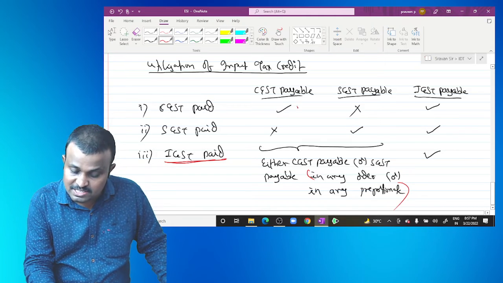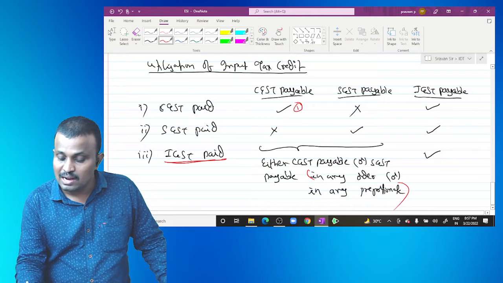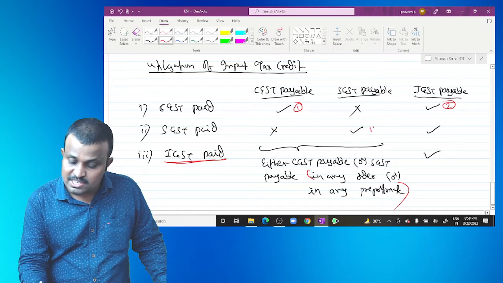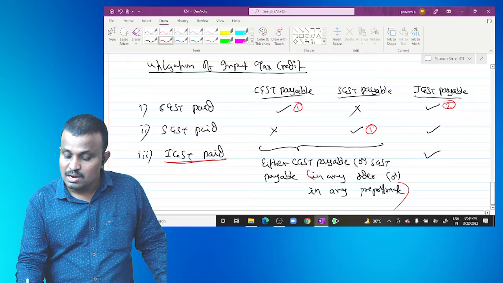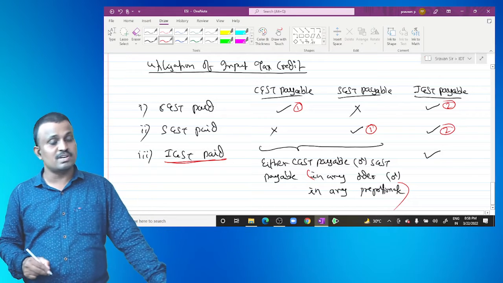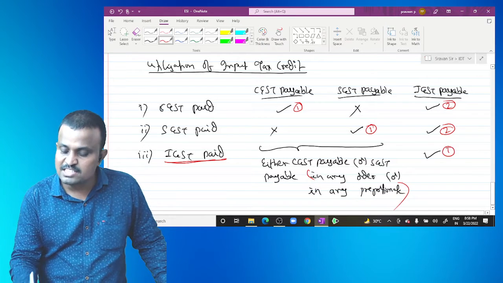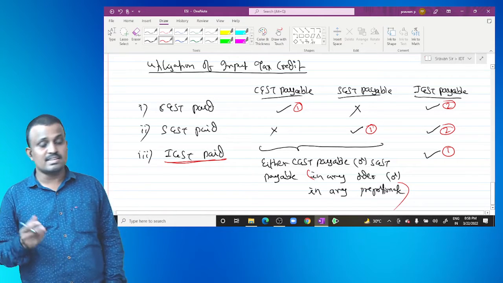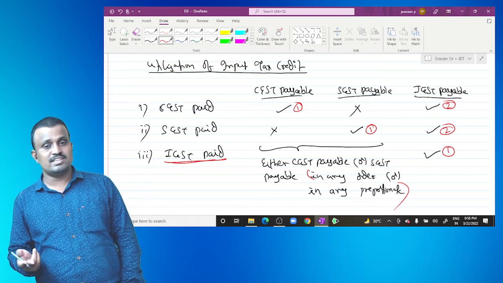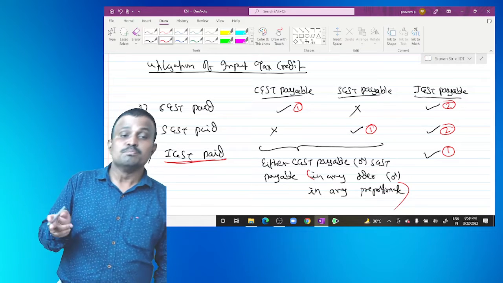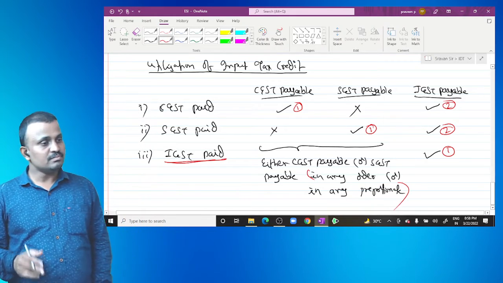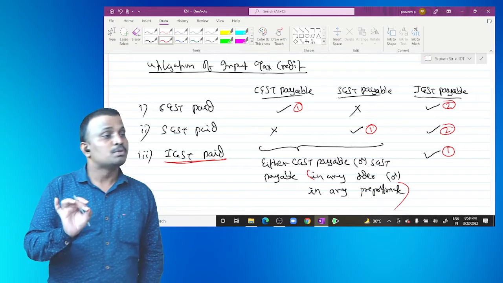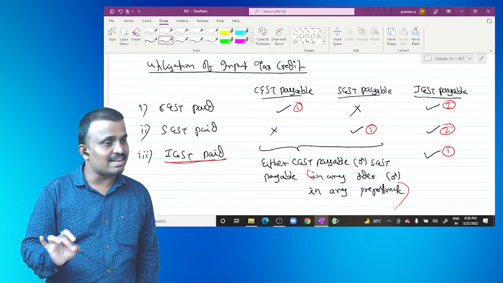So CGST paid is first adjusted against CGST payable, and later against IGST payable. SGST paid is first adjusted against SGST payable, later against IGST payable. Then IGST paid is first adjusted against IGST payable, later against either CGST or SGST in any order or in any proportion. That is the process of utilization of input tax credit.